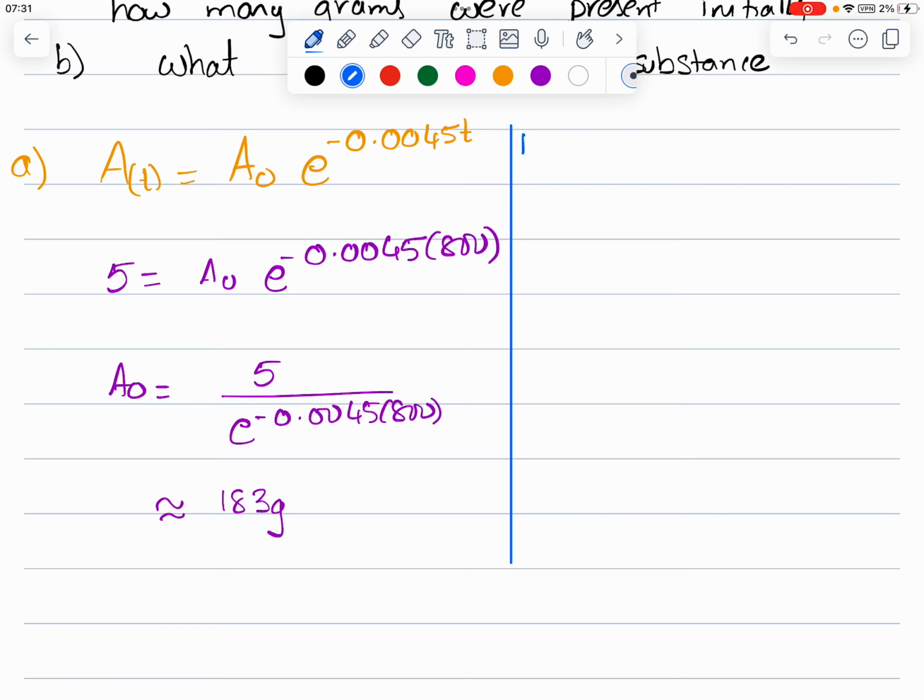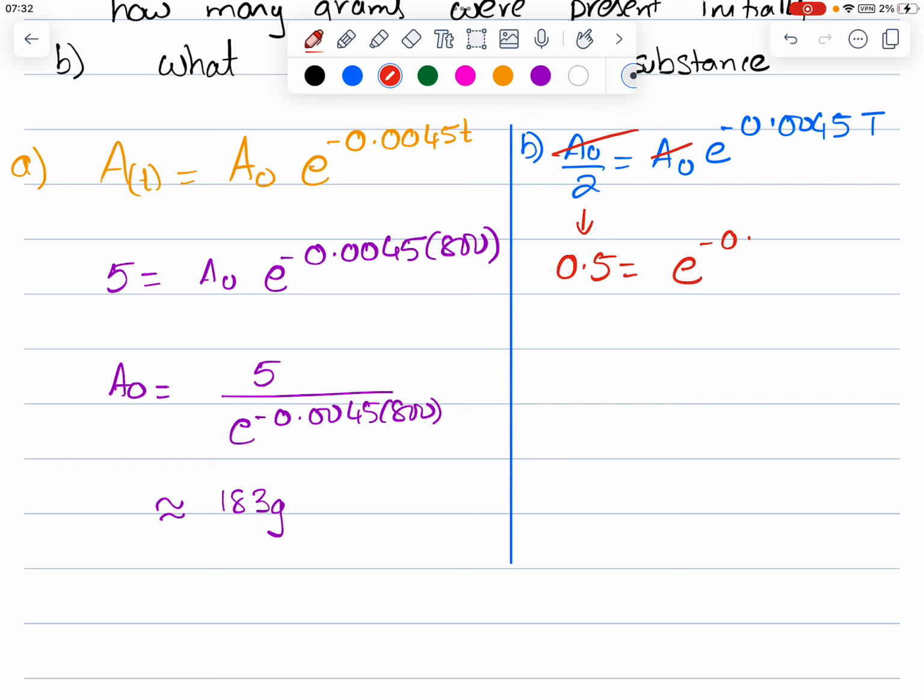Next, in part B, what is the half-life? Half-life means A naught will become A naught upon 2, which equals A naught e power minus 0.0045 t. How many years? We don't know, so we have to calculate the value of t. A naught and A naught get cancelled. So 1 upon 2, which means 0.5, equals e power minus 0.0045 t.